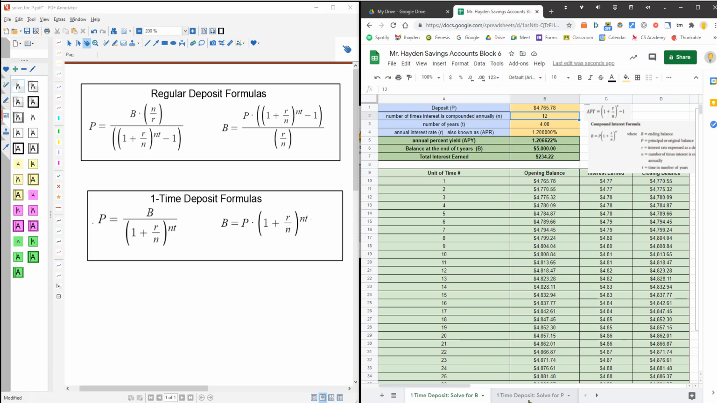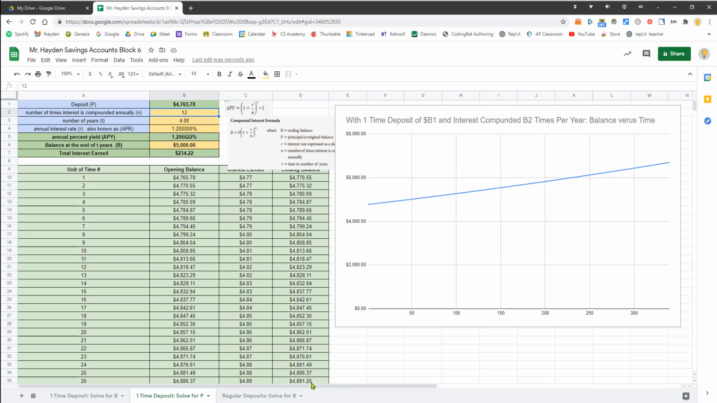It's just that the user is now entering B and it's computing P, whereas on the first one, they enter P and it computes B. But essentially, it's the same transaction. You're just solving for a different variable in the formula. Okay, so now let's do the one with regular deposits, which has the slightly longer formula.